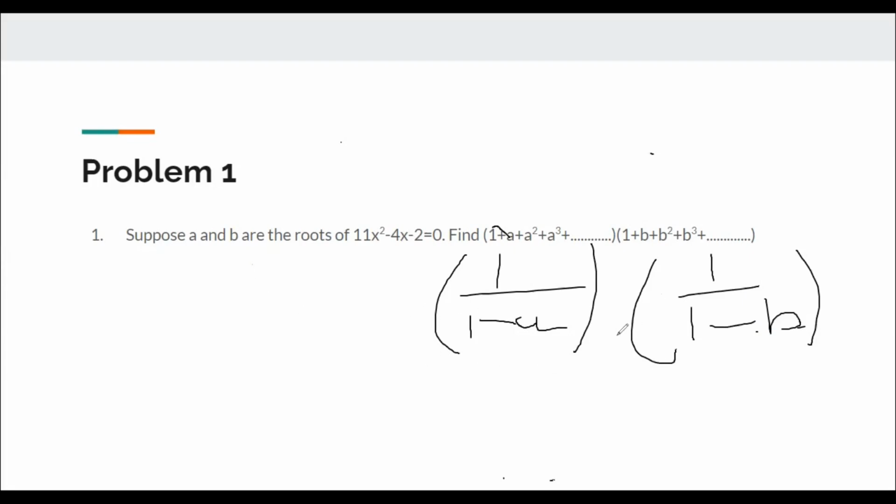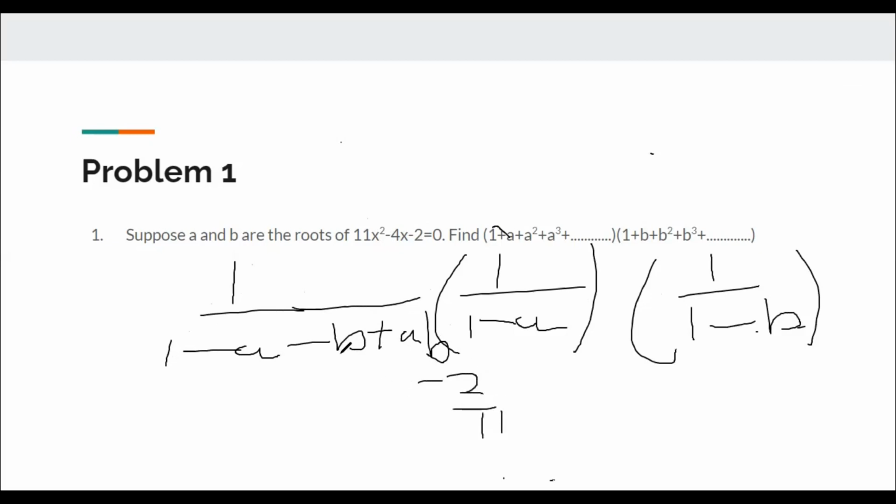What I'm just going to do is multiply it out, and it's going to become 1 minus a minus b plus ab. Now, I talked about Vieta's formulas a long time ago, but what Vieta's formulas say is the sum of the roots is negative b over a, and the product of the roots is c over a. And the product of the roots is ab, so that's just going to be negative 2 over 11.